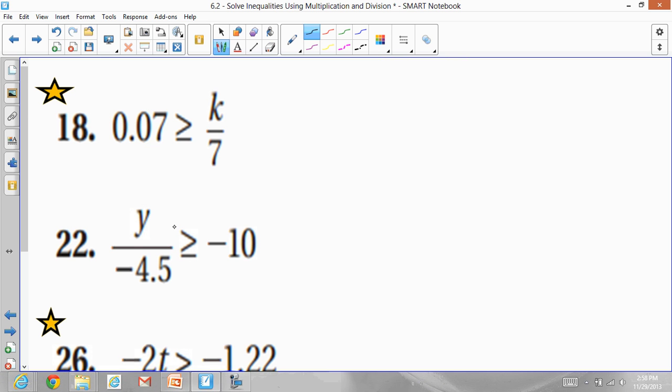Now let's focus on question number 18. You want to find what k is. Always focus on the variable. Your objective is to get the k alone. So look at the question. K is being divided by 7.